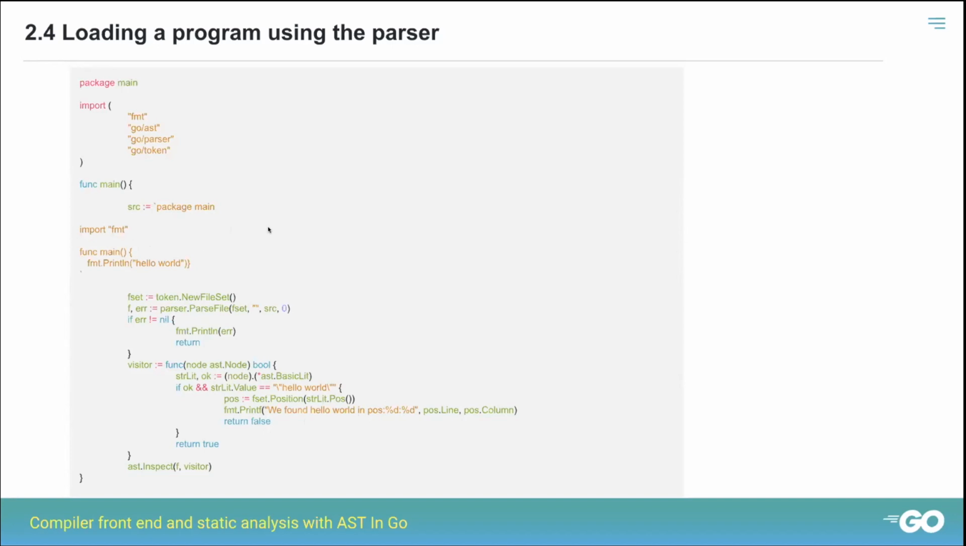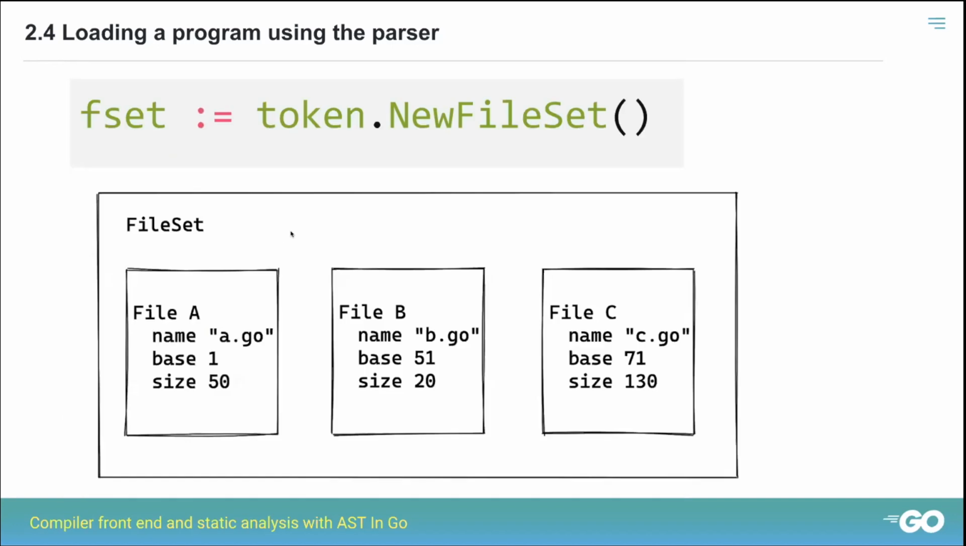So let's continue. Basically, the first line is a new file set. So what is a file set? A file set is a data structure used internally to represent the positions of tokens inside the Go program.